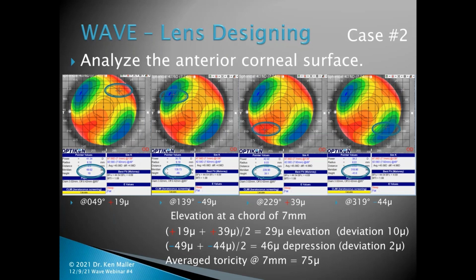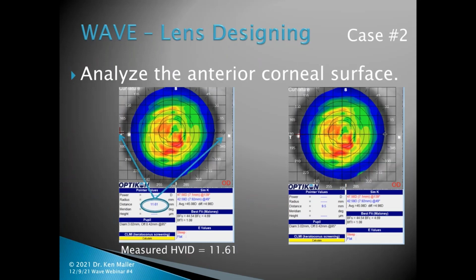Even though, when we looked at that curvature map, it didn't look all that dramatic, and it looked like the cylinder was really all centrally contained. So let's move on. Okay, so we take a look. We have a measured HVID at a little more than 11.5 millimeters, and we captured data out to 9.5 millimeters on this particular eye. So we are missing a couple of millimeters of data on the outside portion of this.